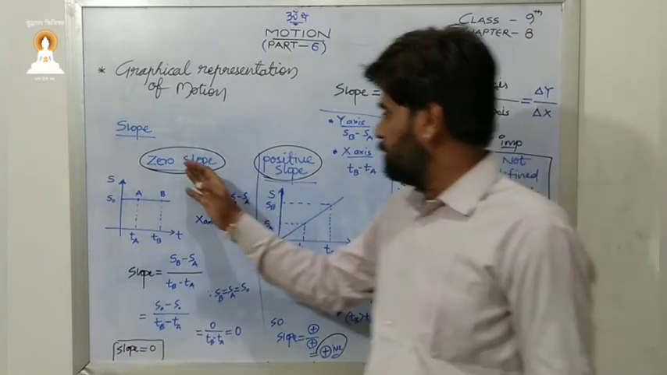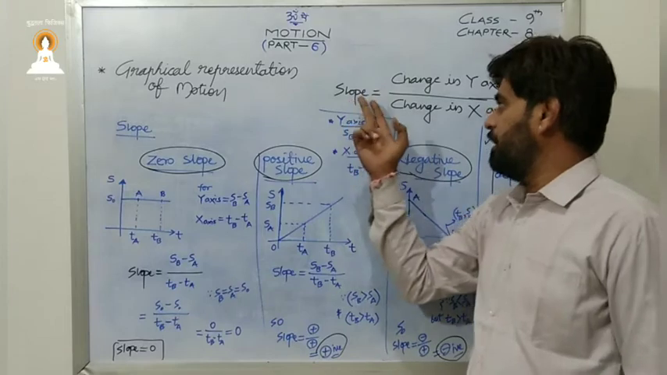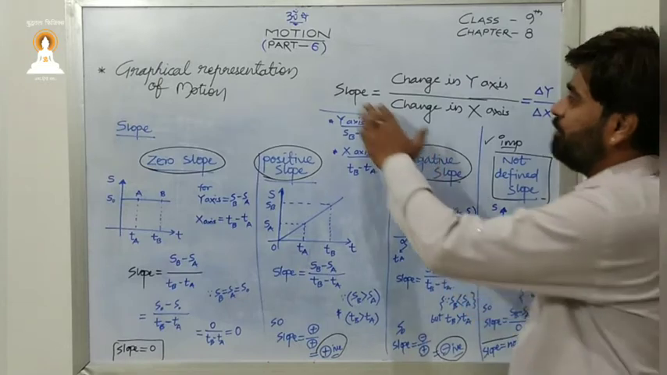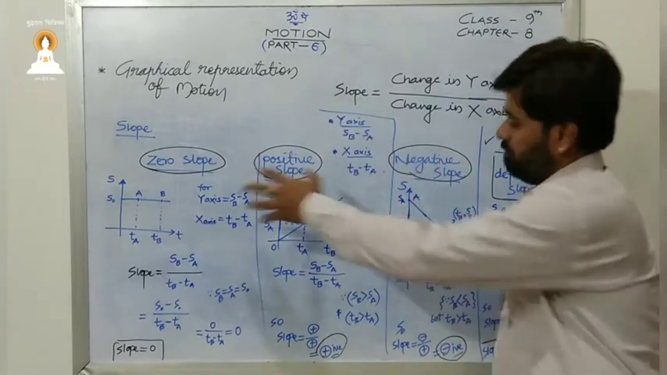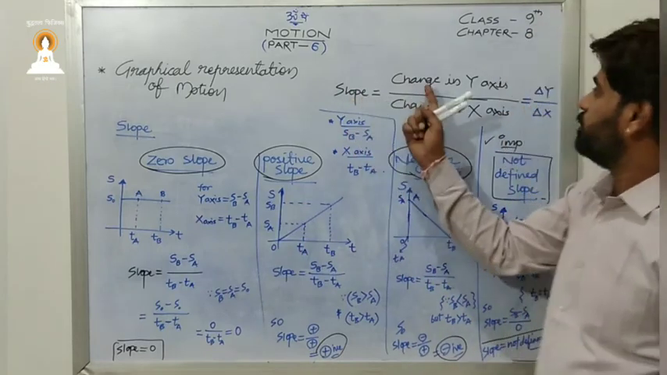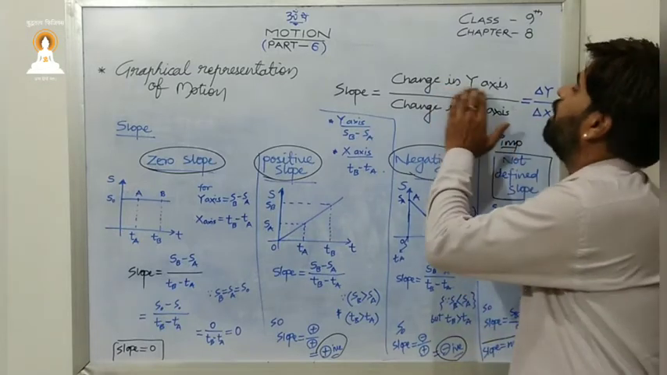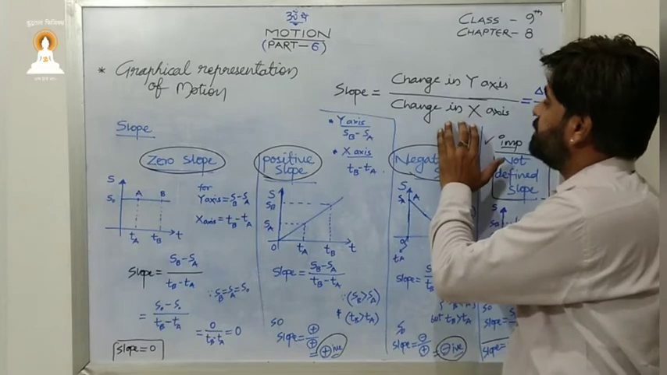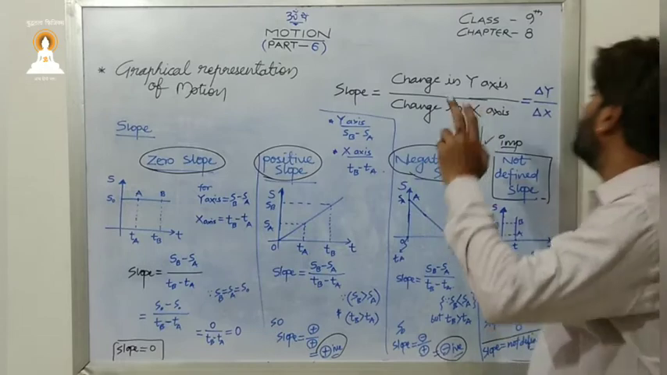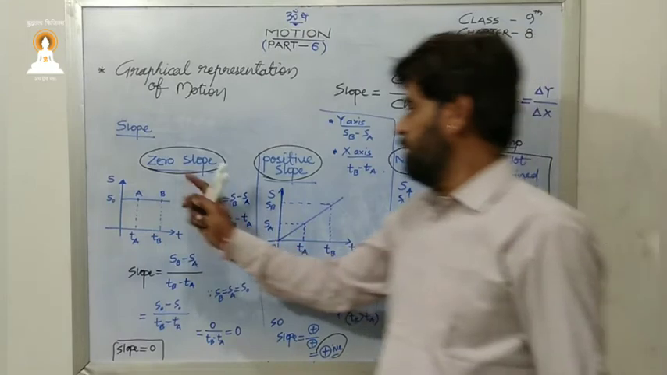Now see, zero slope means what? Let us come to the basic definition. Remember, never ever forget this. This is very important. If you forget this, then all of these are of no use. So slope is equal to what? Change in y-axis upon change in x-axis, or the difference in y-axis and difference in x-axis between 2 points. These are the notations for change. So let us move towards zero slope.